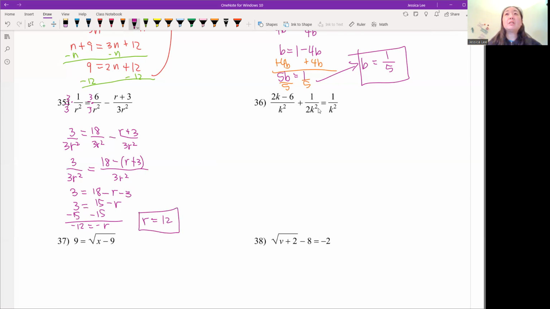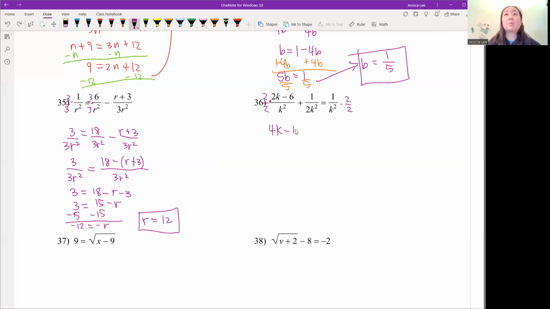And our last rational one, again, all of these have a k squared. We just need a 2. So we're going to multiply this left-hand side by 2 over 2, and the right-hand side by 2 over 2. So we're just going to distribute that out. So we get 4k minus, I see what I did. I didn't multiply that out.